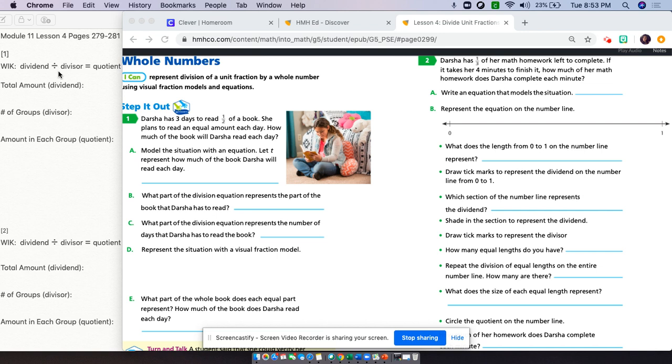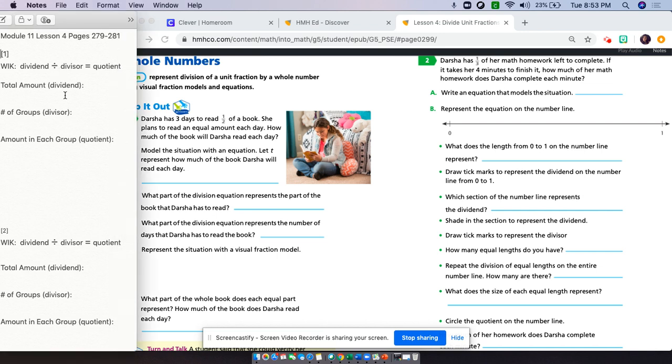So the first thing I'm going to do is come over here to my notes and write out my WIC. My total amount in this problem, you may be confused and say the total amount is 3 days. However, we're separating the amount she reads of the book by 3 days. So in 1 day, that's one group, 2 days, that's another group, and 3 days, that's another group. Okay? The total amount here that she has to do is read half of the book. So really, our total here is half of the book.